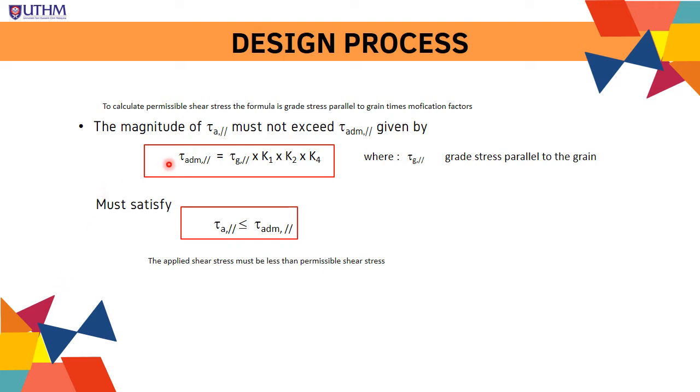To calculate the permissible shear stress, the formula uses the grade stress parallel to grain. We can obtain this from the Malaysian Standard, times the modification factors. The modification factors involved are K1, for duration of loading, K2, load sharing, and K4, shear at the notch end. We have to make sure that the applied shear stress is less than the permissible shear stress.